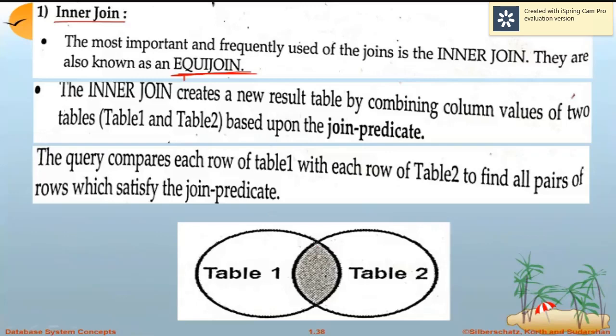I have table 1 and table 2, and if I apply the equi-join, the output I get in the inner join is the data which is common in table number 1 and table number 2. All the data present in both table 1 and 2 will be displayed as my output using an inner join.